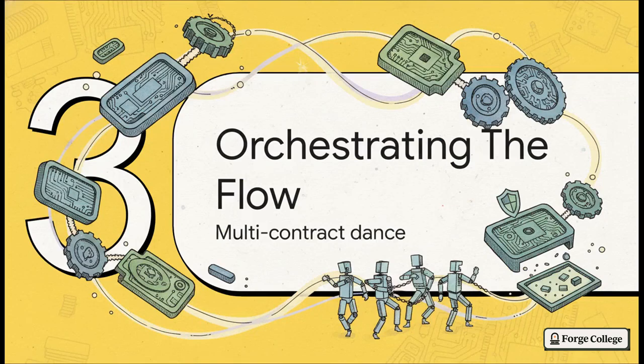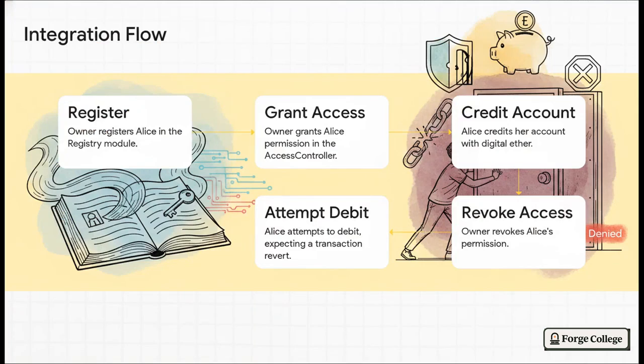Section 3, orchestrating the flow, the multi-contract dance. With our sandbox ready to go, it's finally time to run multi-step flows where our Web3 modules actually talk to each other. Imagine a user named Alice. Step 1, the system owner registers Alice. Step 2, they grant her permission. Step 3, Alice credits her account. Okay, so far so good, right?